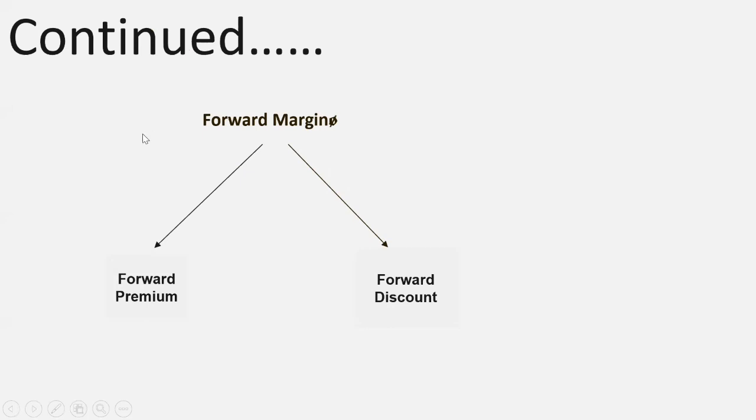Forward margin is of two types. One is forward premium, when the currency under consideration is more expensive for future delivery, that is, there will be future depreciation of the spot exchange rate. Again, forward margin is called forward discount when the currency under consideration is less expensive for future delivery, that is, there will be future appreciation of the spot exchange rate.